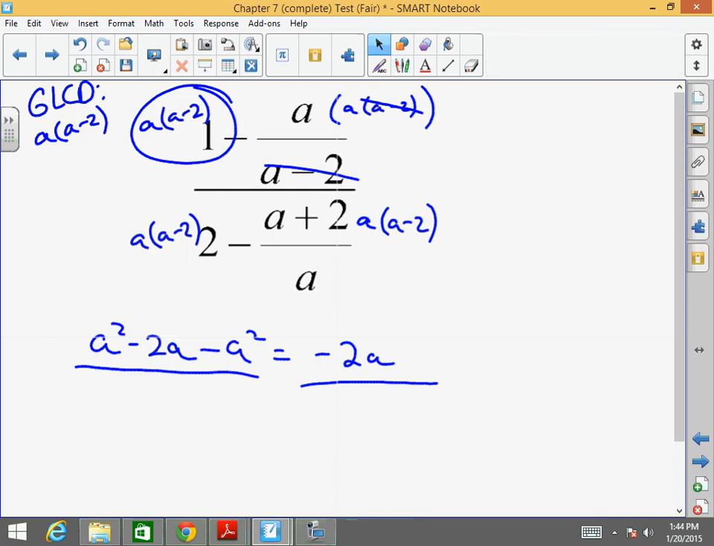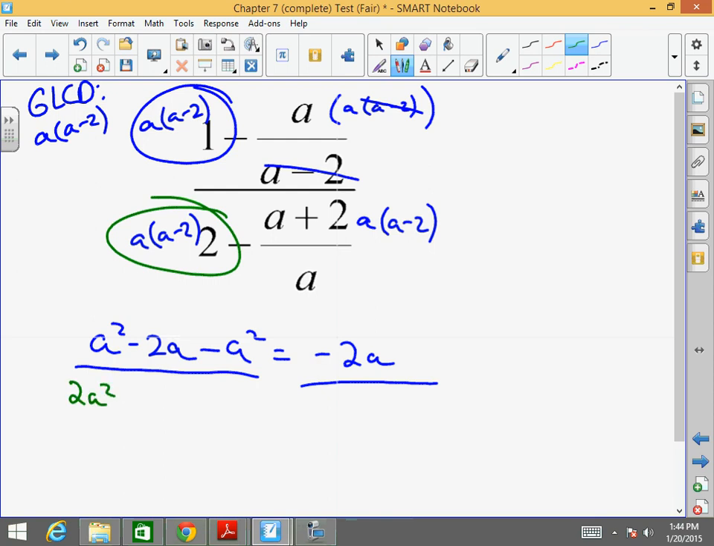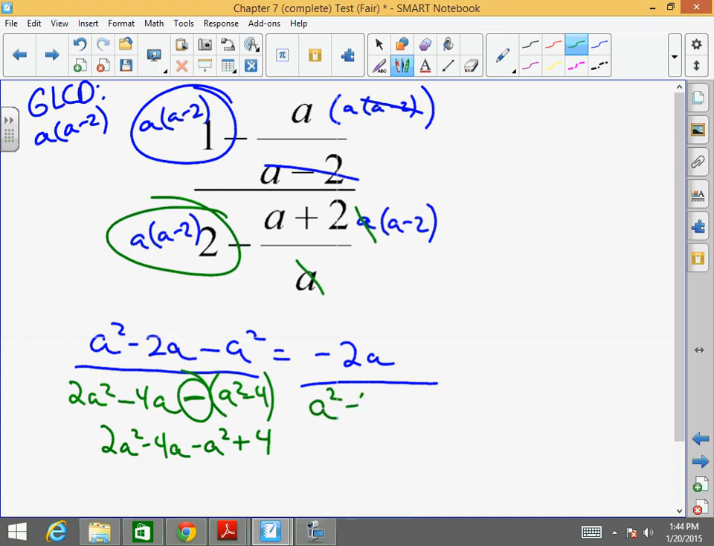Down here, we'll do it in green. We have a 2a that's got to be distributed. So that's 2a squared minus 4a. You with me here? Minus, okay, the a's cancel. So minus parentheses a squared minus 4, difference of squares. When I distribute that negative, I got 2a squared minus 4a minus a squared plus 4. So that gives me a squared minus 4a plus 4.